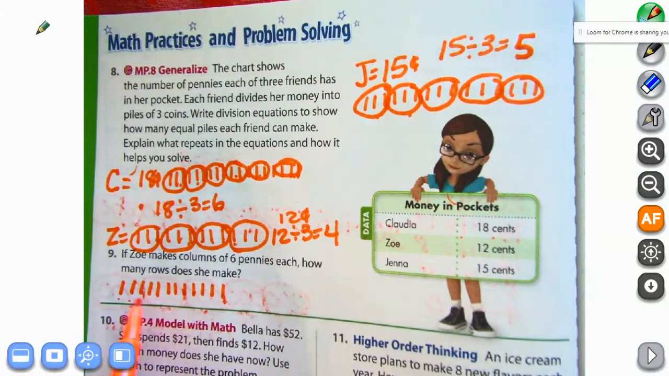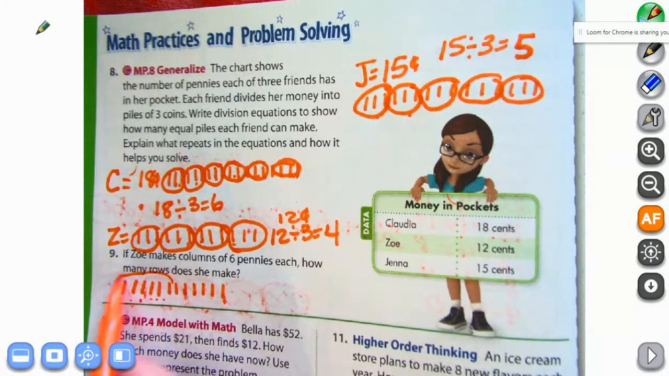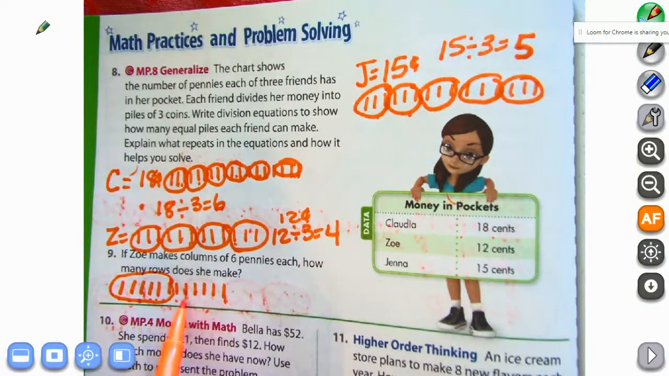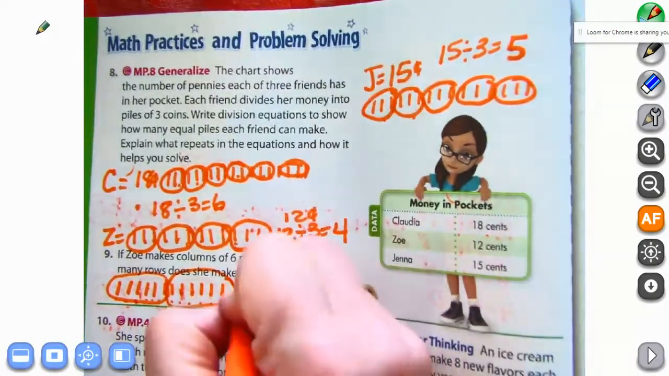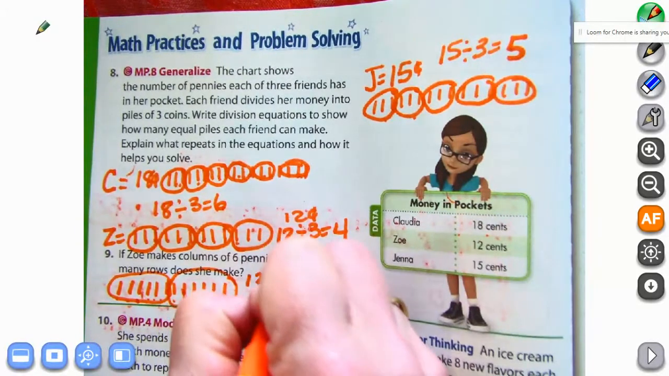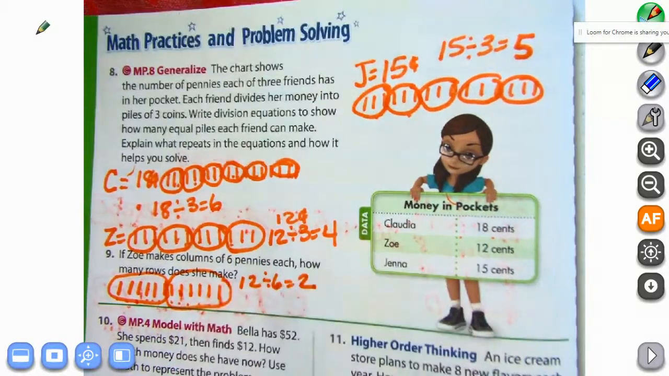1, 2, 3, 4, 5, 6. There's a circle. 1, 2, 3, 4, 5, 6. There's a circle. Okay? And that means that 12 divided by 6 will give you 2 groups. And that's how big the groups are. There's 6 in each group.